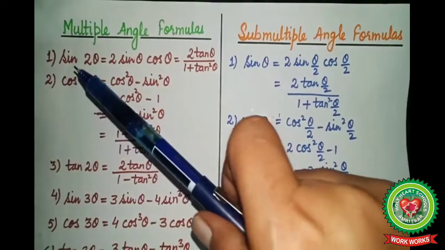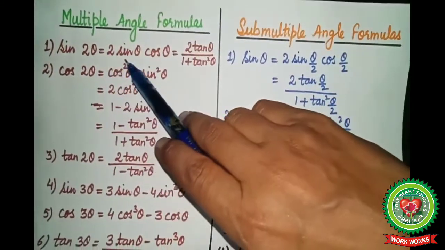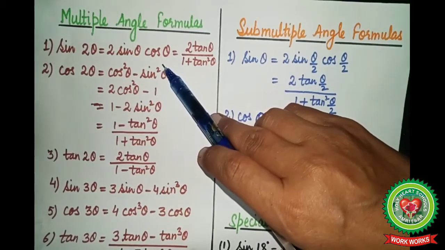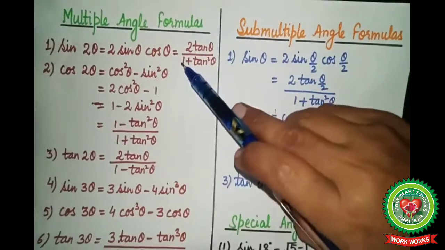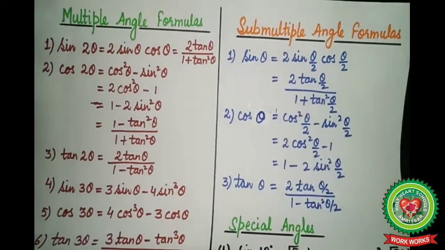So first formula is for the sine 2 theta. Sine 2 theta is equal to 2 sine theta cos theta. And if you want to express sine 2 theta in terms of tan, then formula is 2 tan theta upon 1 plus tan square theta.